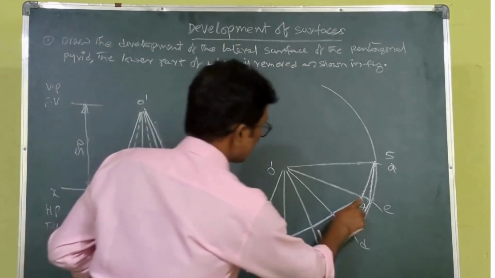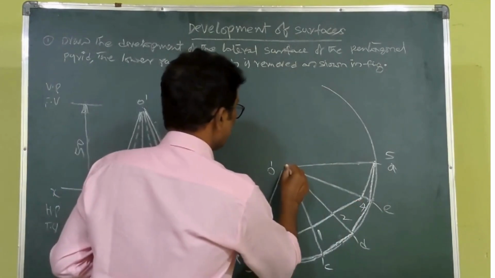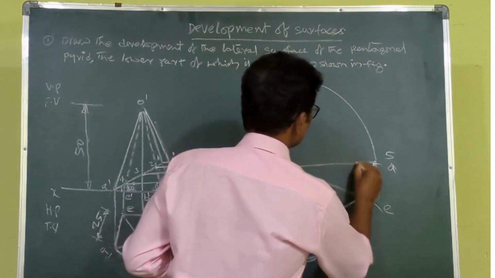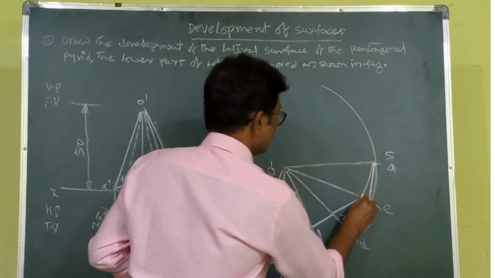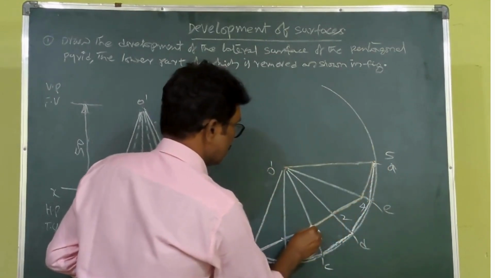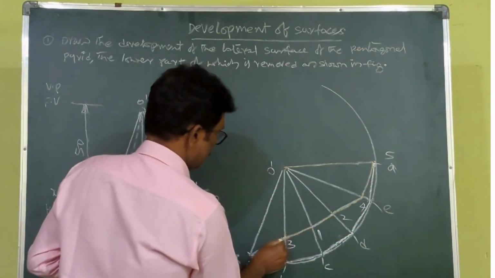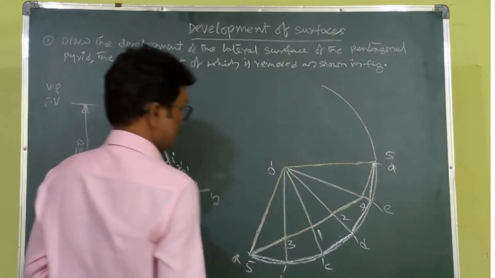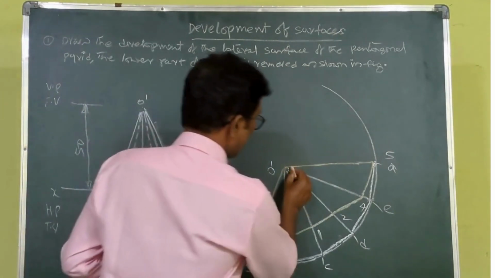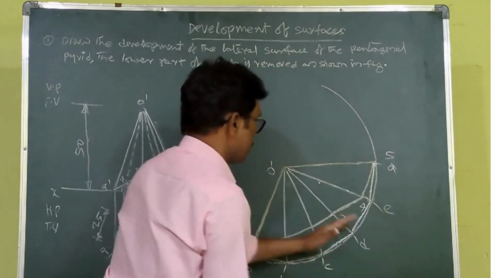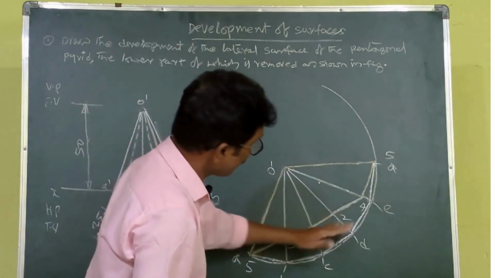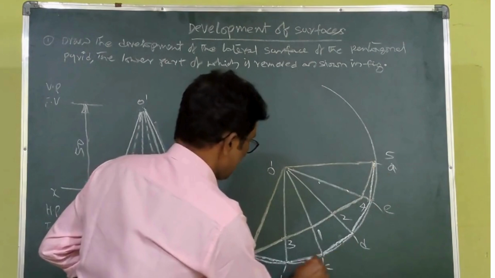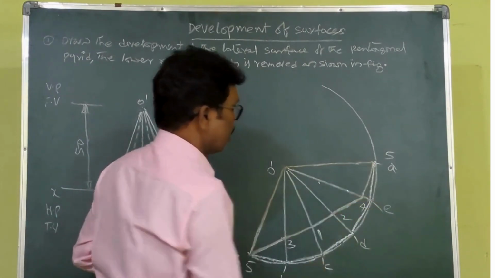Now what they are asking, you remove the lower portion. That means our required surface area is this one. This one. This one. This one. This one. And this one. This one only. These are all light lines. This portion is removed. Of course, in case you want the lower portion, you can remove the other portion, and this part is developed.